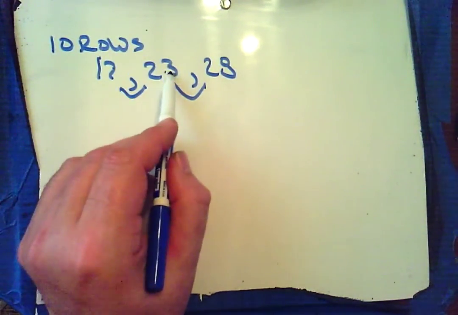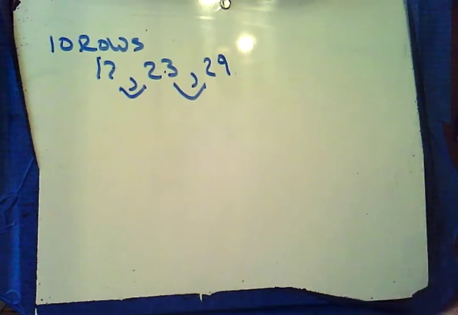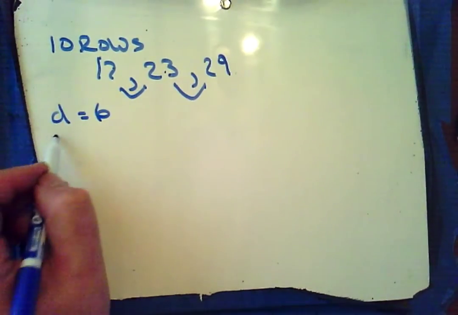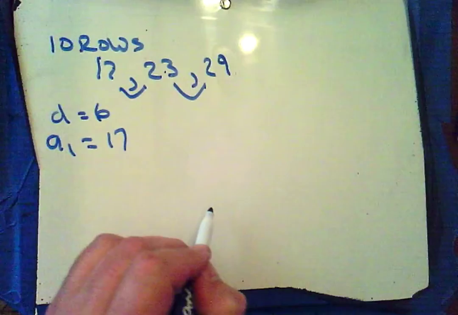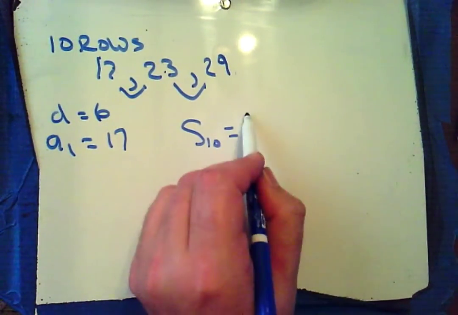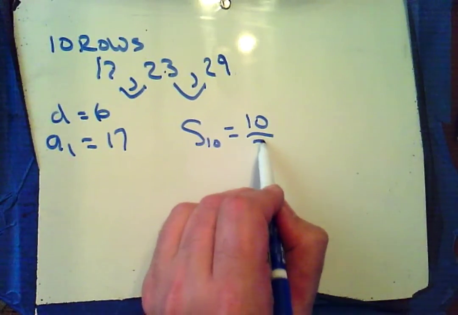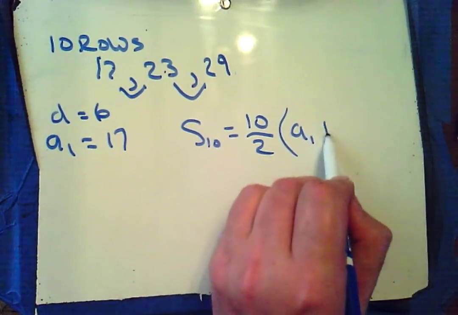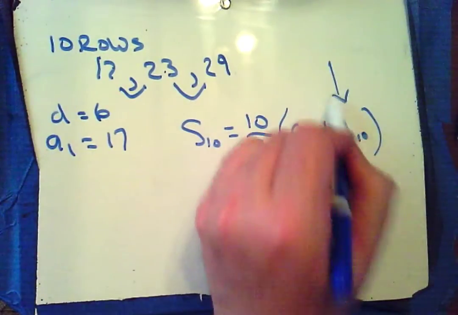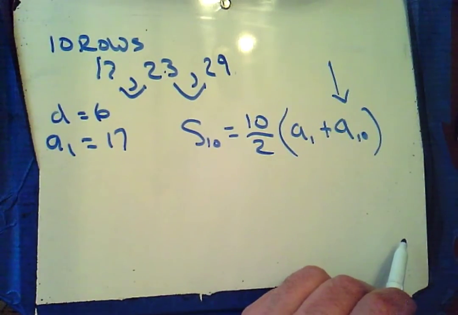If this goes up by 6 and this goes up by 6, this must be 29. Let's try that again. Okay, so I've got a d value of 6 and an a sub 1 of 17. What information do I need to find S sub 10? Well, 10 over 2 times a sub 1 plus a sub 10. Ooh, I need the value of the 10th term. How can I find that?